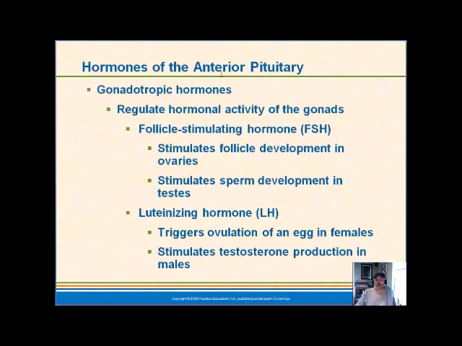We have the gonadotropic hormones, which regulate hormonal activity of the gonads, like follicle stimulating hormone, which causes the follicle to develop in the ovaries, and stimulates sperm development in the testes. And then we have luteinizing hormone, which triggers ovulation of eggs in females and stimulates testosterone production in males.